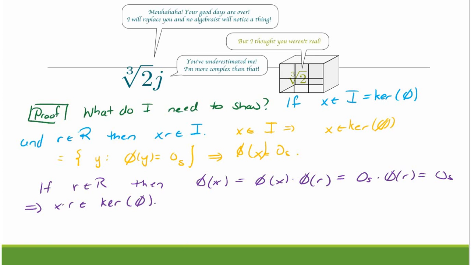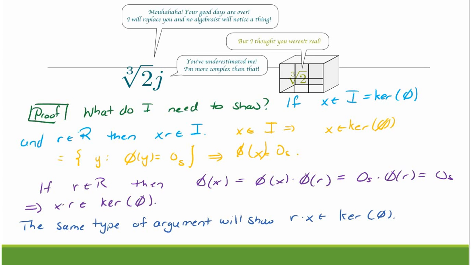What do I need to show? I need to show that if x belongs to I, and if r belongs to R, then I know that phi of x times r is phi of x times phi of r by the homomorphism property, and that's 0 times phi of r, but 0 times anything is 0, which is a property of the 0 of a ring, which you can prove actually. That means x times r also belongs to the kernel of phi. The same argument will show r times x belongs to the kernel of phi, and I think you can see that.